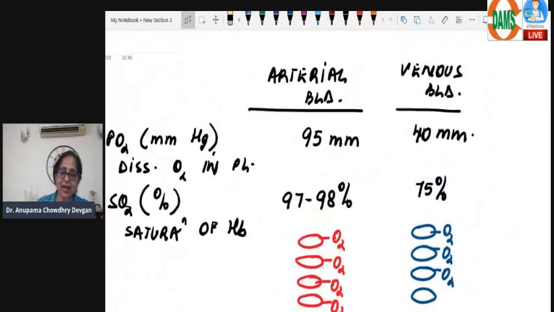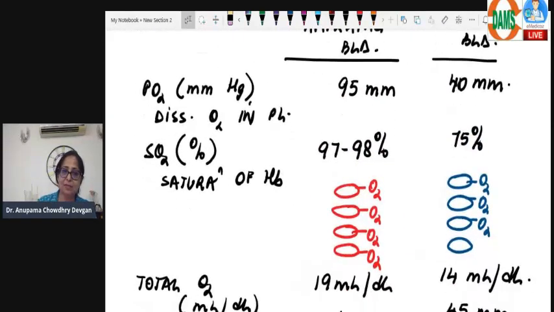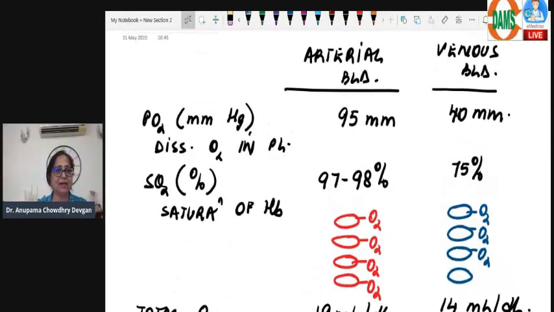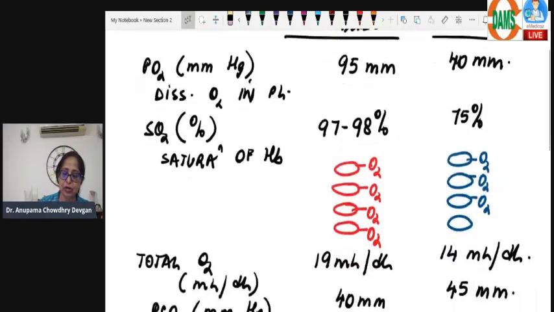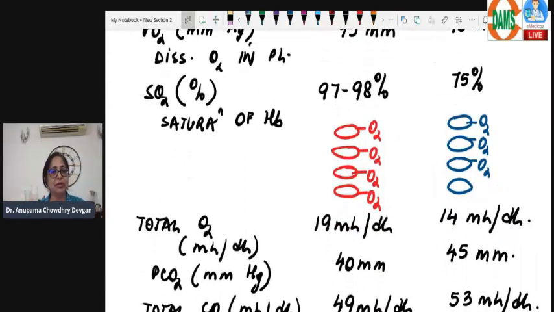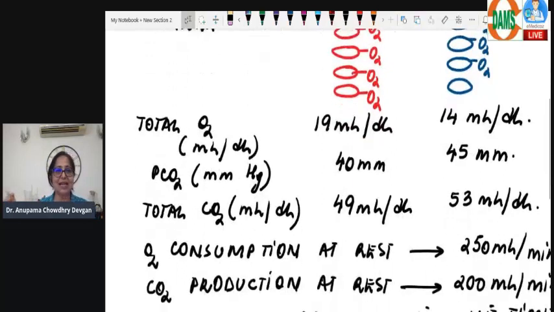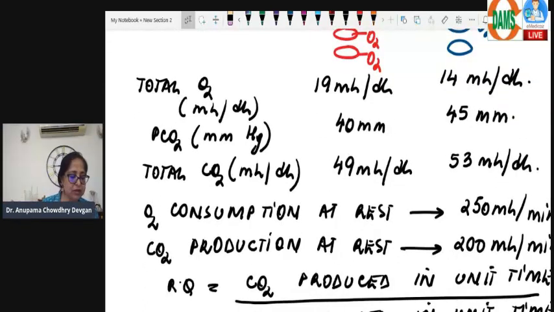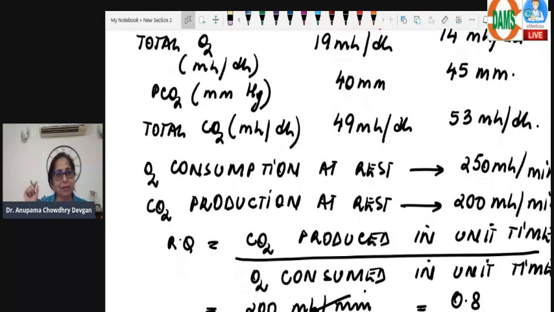Let's go through them once again. PO2, dissolved oxygen in the plasma, in arterial blood, 95. Venous blood is less, 40. Saturation of hemoglobin, 97 to 98% saturated in arterial blood, 75% in venous blood. Total O2, 19 ml per 100 ml in arterial blood, 14 ml per 100 ml in venous blood. PCO2, 40 millimeters of mercury in arterial blood, 45, higher in venous blood. Total CO2, 49 ml per 100 ml in arterial blood, 53 ml per 100 ml in venous blood, higher.